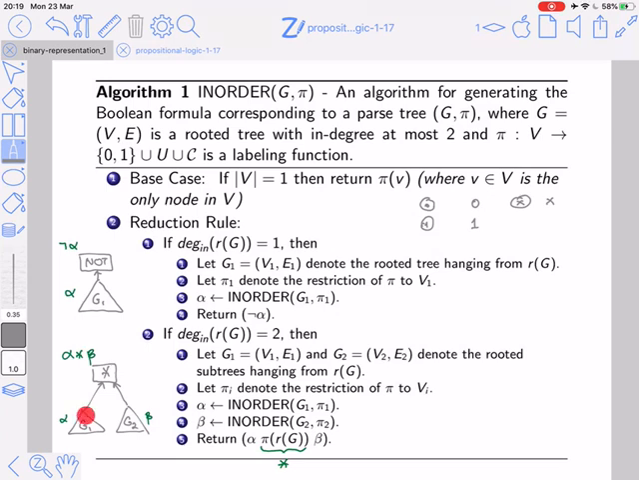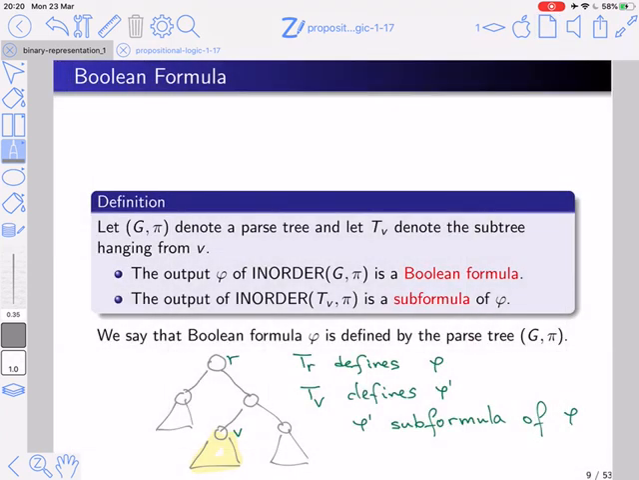Each of these subtrees represents a Boolean formula, which we get by applying an in-order traversal over the corresponding subtree. So we get the formula alpha for G1 and the formula beta for G2. Now, what is the formula that corresponds to the whole parse tree? It is alpha star beta, where star is the label of the root. This is in-order traversal of a parse tree, and this is how we define Boolean formulas. Okay?